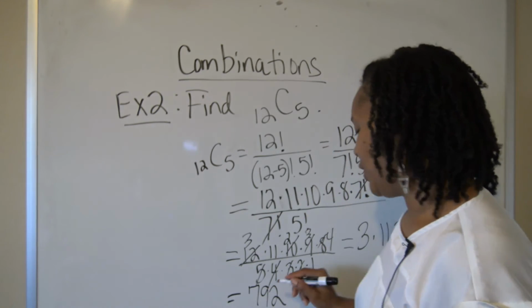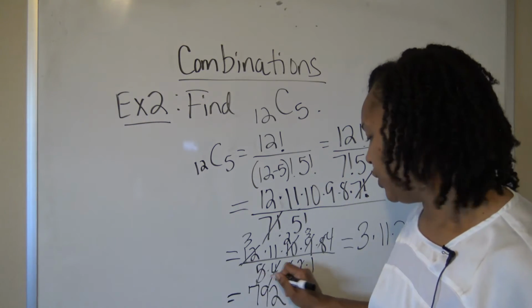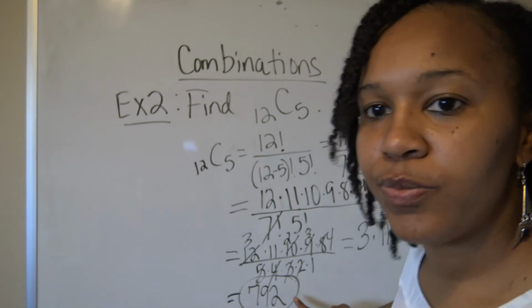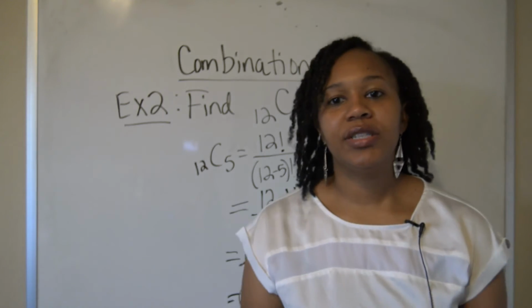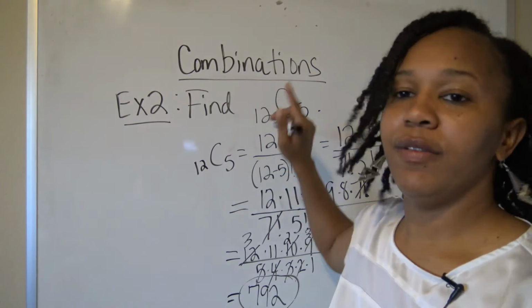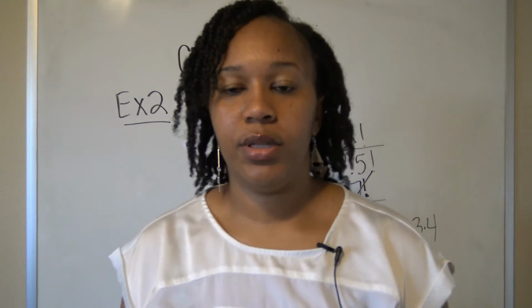So you get 792. So there are 792 different ways. Can y'all see my 792? Yeah, you can barely see it, but you can see it. 792 different ways that you can figure out whatever that situation is. But that's just using the formula to figure it out.